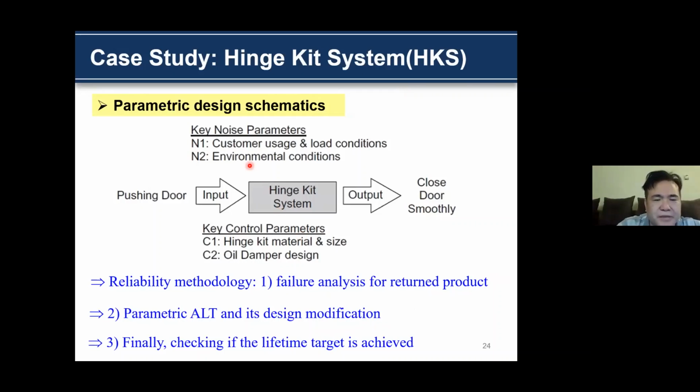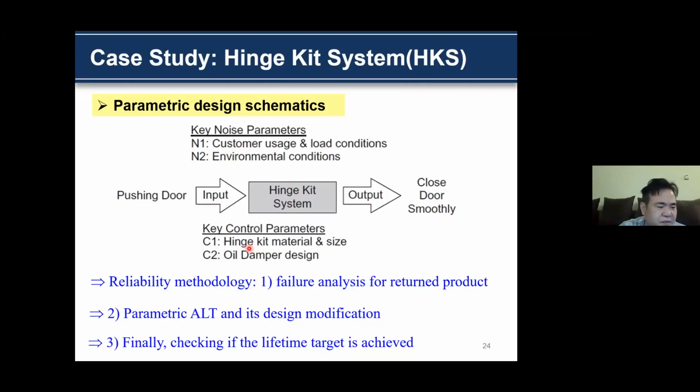And this is a parameter design schematic, and hinge kit system designed for the comfort of closing the refrigerator door by pushing by hand. In design, we don't know how the customer is using it. We have to design each part to be robust.